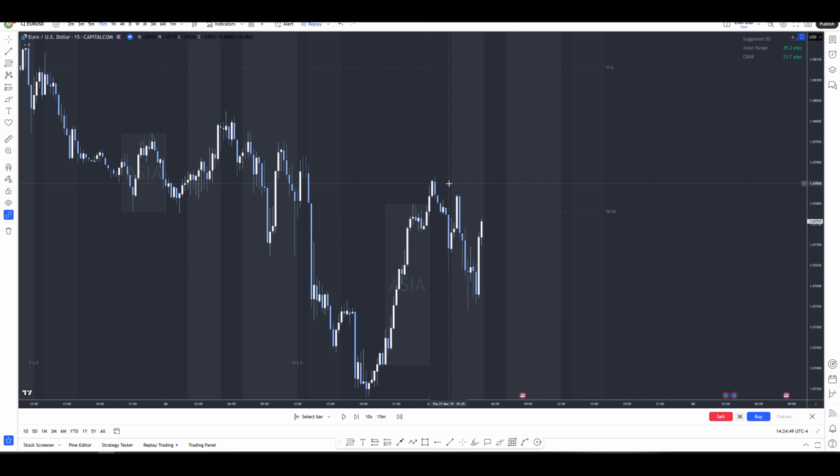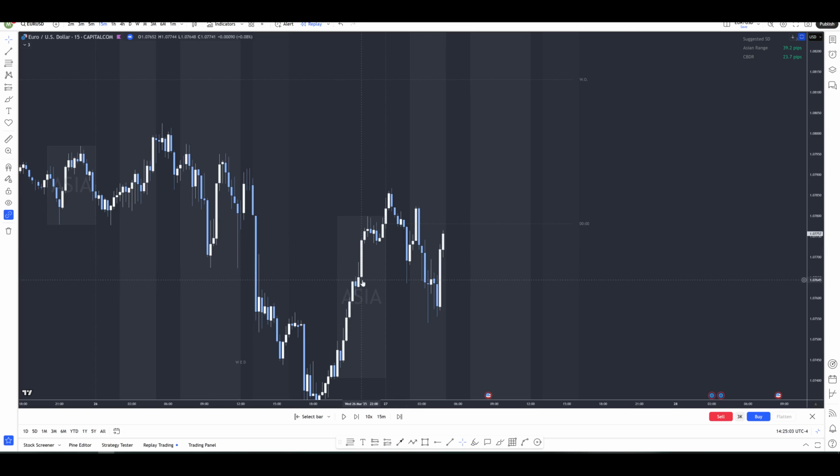Then just before London opens, price has a little displacement first, respecting this value gap, and then it reacts from it. So what we have here basically is a breaker. What I mean is we took out this high, we took out this low, and there we have displacement to the downside. And just before London opens, this move happened.